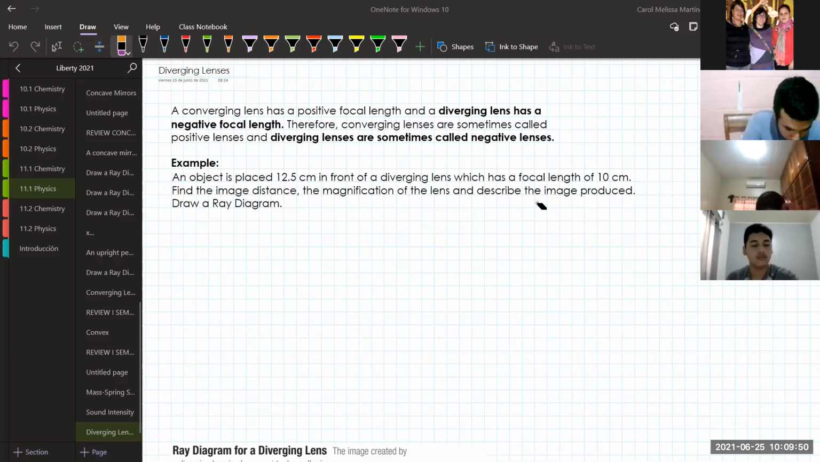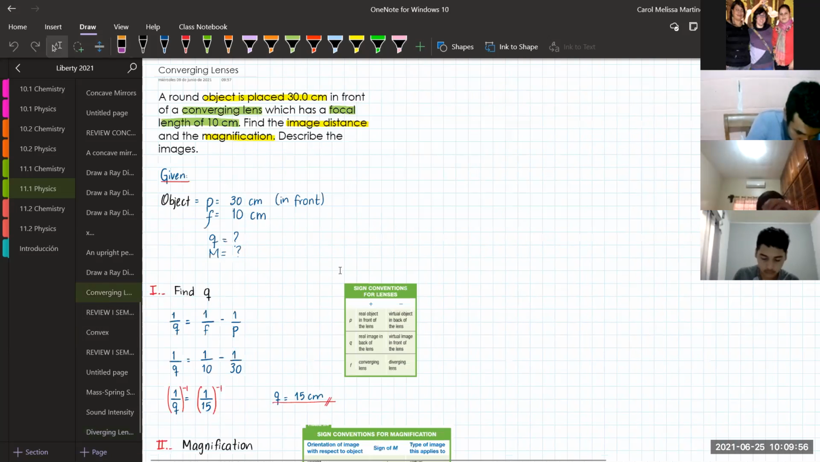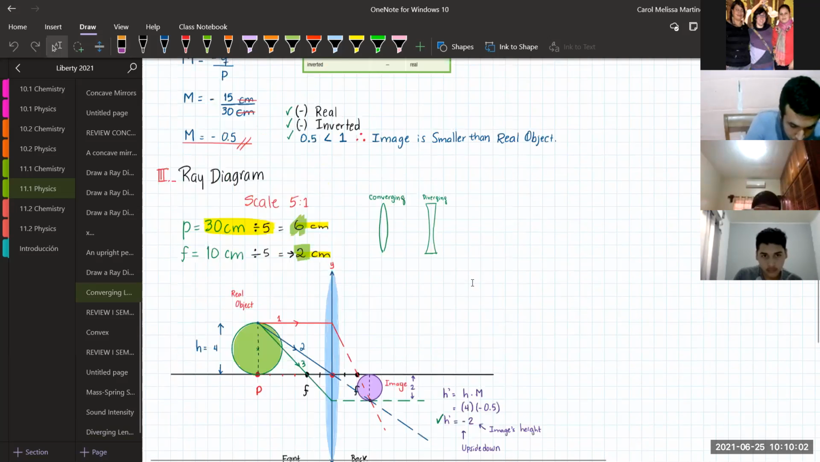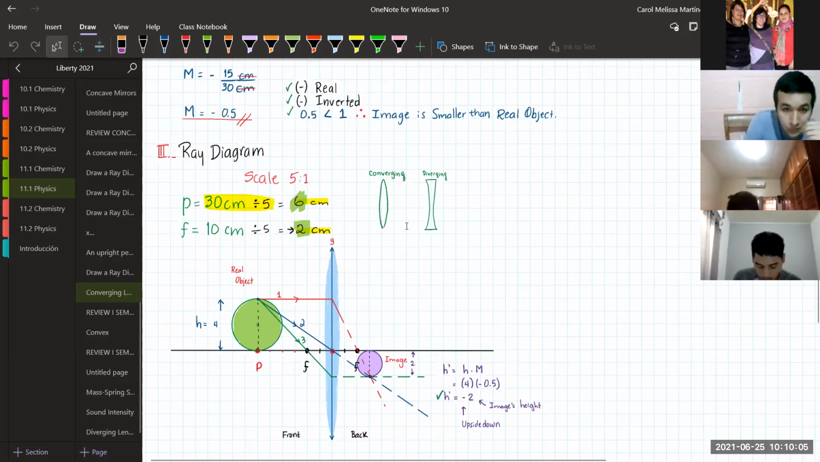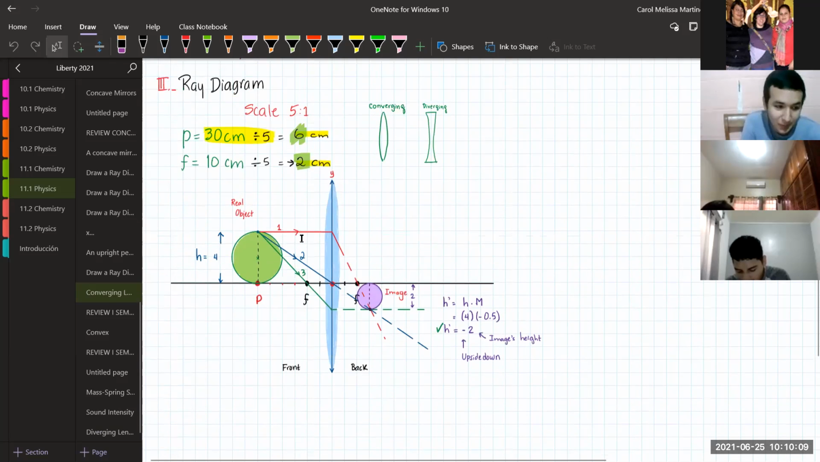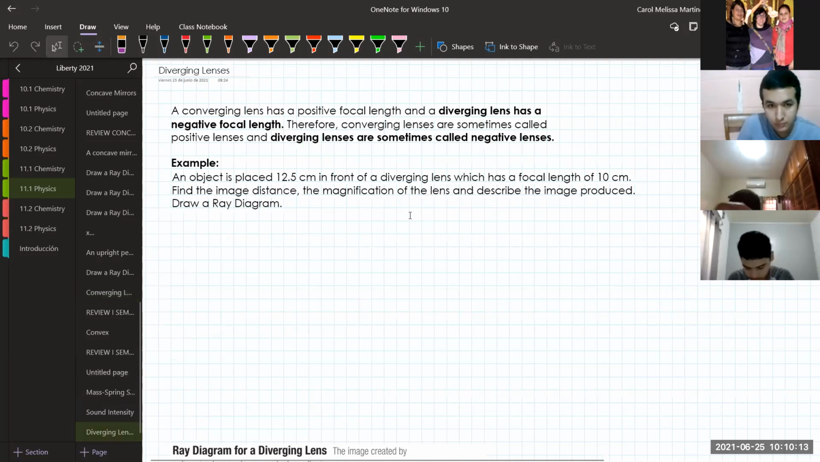As I said, the main topic is thin lenses. Converging lenses are these ones, those that look like almonds, okay? And remember that we have several configurations to use in order to know how the diagram is going to be formed.